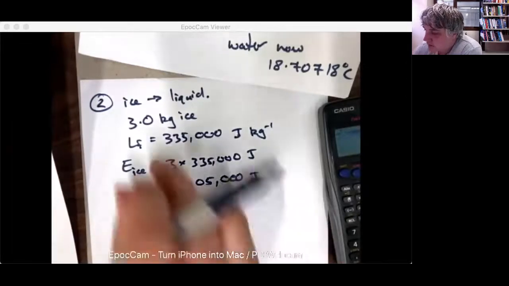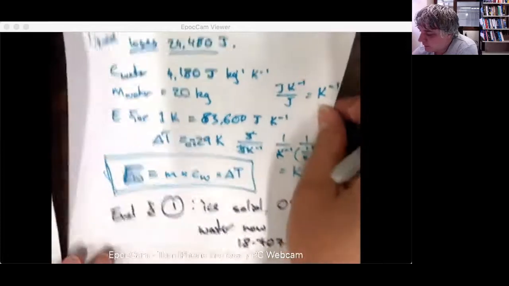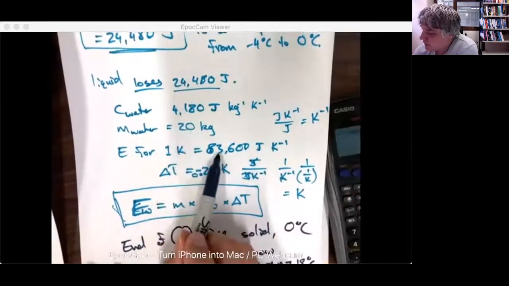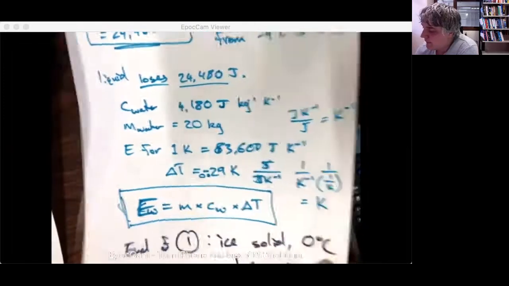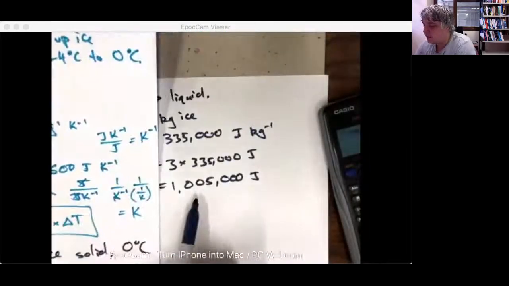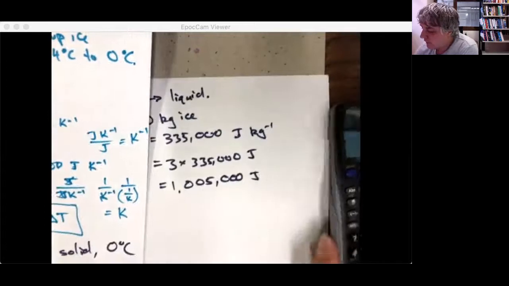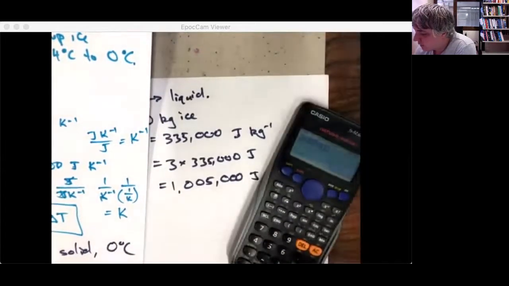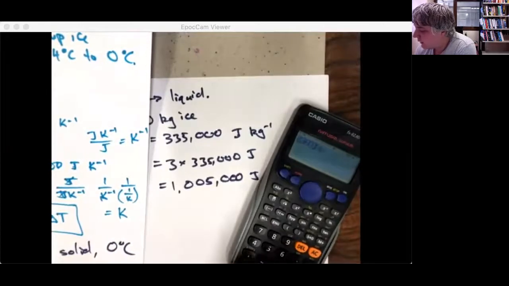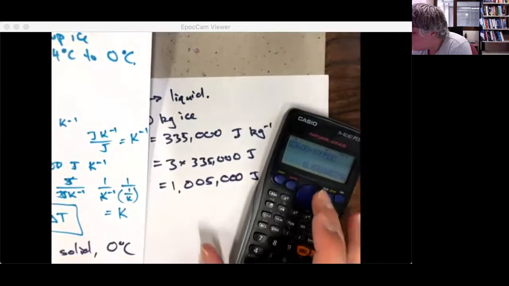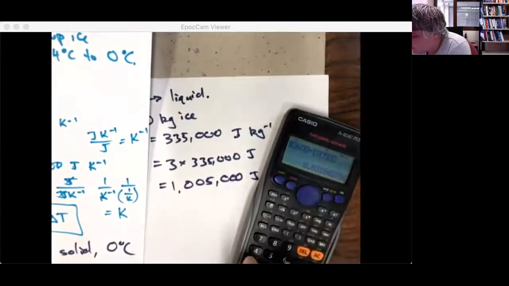The equation that we had before is still the same. We said that 20 kilograms of water is going to take 83,600 joules to drop by 1 Kelvin. And now we're losing 1,005,000 joules. So how many kelvins is that going to drop? Well, if it takes 83,600 for each Kelvin, and we're losing 1,005,000, then we're going to drop, other way around. I've done it back to front, haven't I?